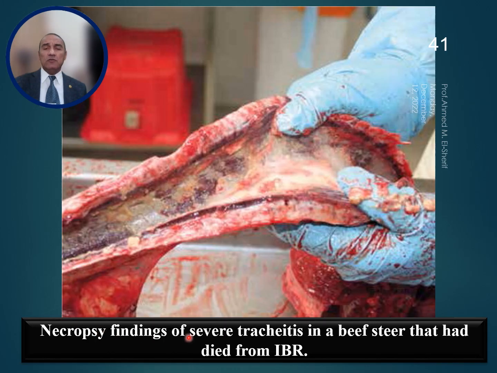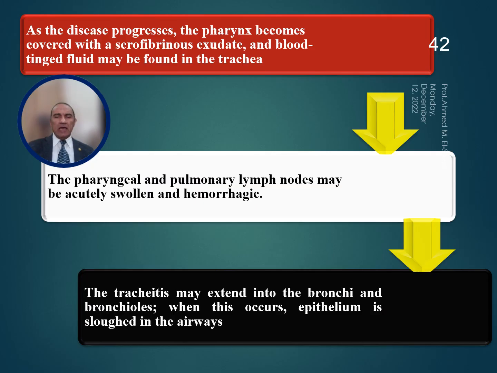Necropsy findings of severe tracheitis in a beef steer that has died from IBR. As the disease progresses, the pharynx becomes covered with serofibrinous exudate and blood-tinged fluid may be found in the trachea. The pharyngeal and pulmonary lymph nodes may be swollen and hemorrhagic. Tracheitis may extend into the bronchi and bronchioles. When this occurs, epithelium is sloughed in the airways.